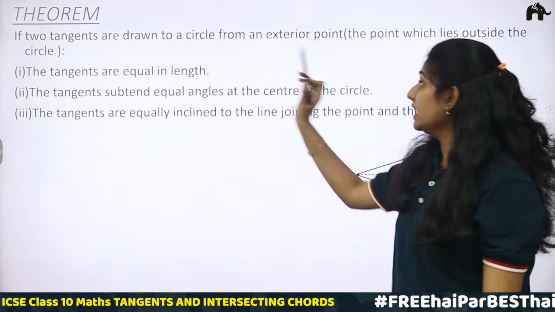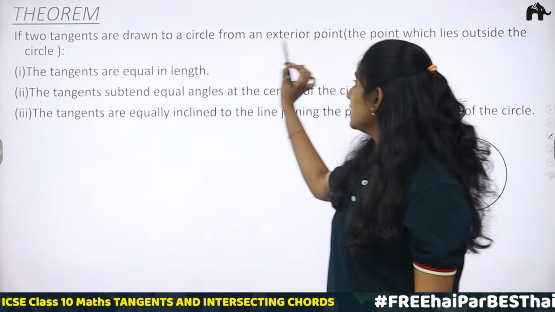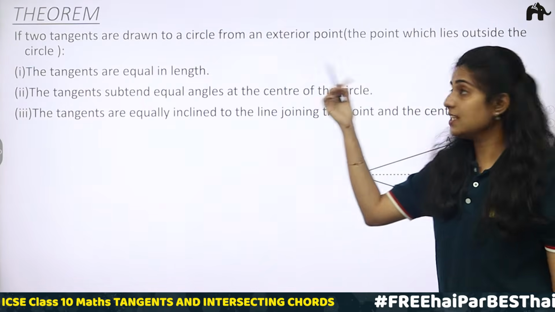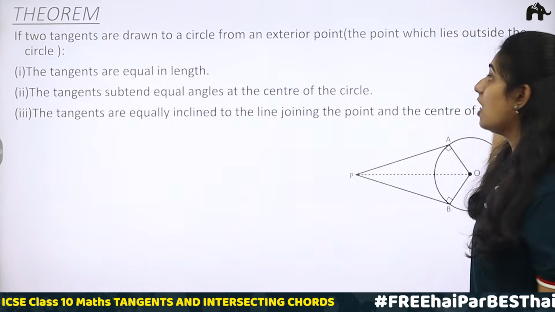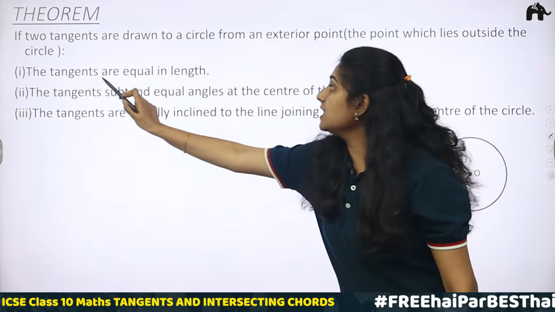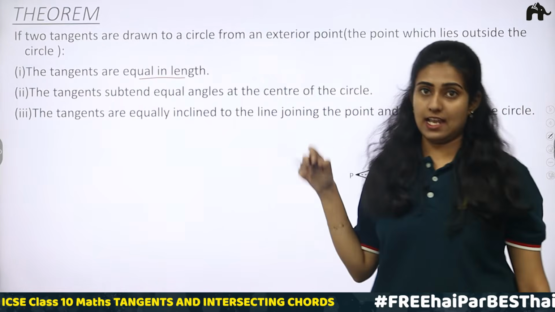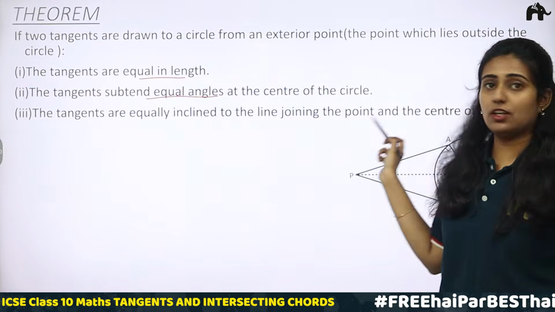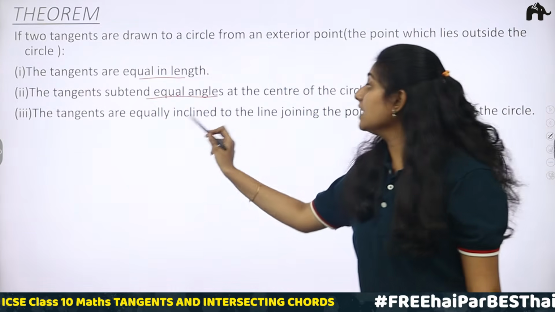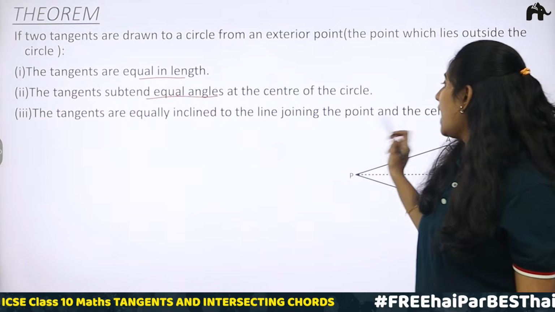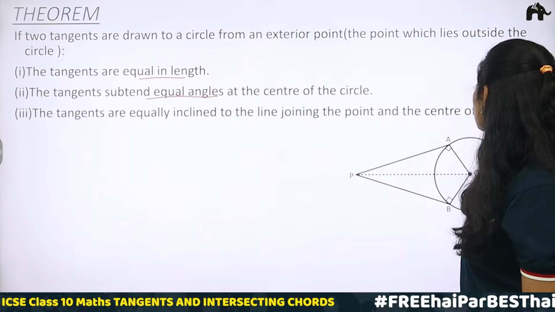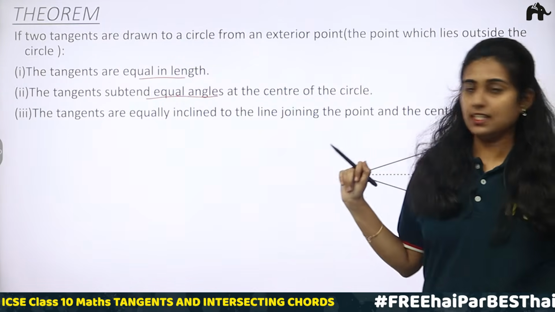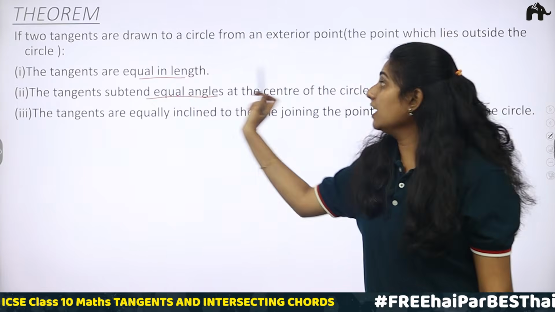Next statement. If two tangents are drawn to a circle from an exterior point. What is an exterior point? The point which lies outside the circle. First thing is the tangents are of equal length. Second, the tangents obtain equal angles at the center of the circle. And third, the tangents are equally inclined to the line joining the point and the center of the circle. Okay. The tangents are equal in length.